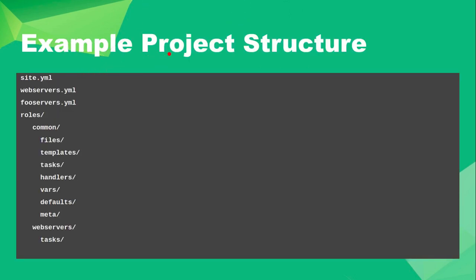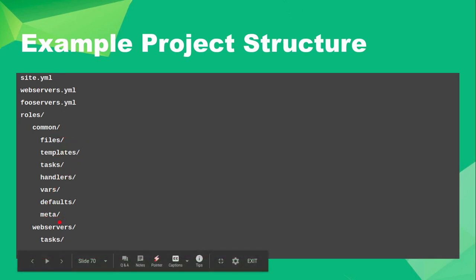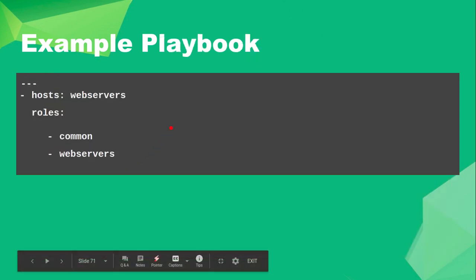Now let's talk about our simple project structure, where you can see I have the site information, then webserver.yaml, fooserver.yaml, then roles. Inside roles I have common. Inside common I have files, templates, tasks, handlers, defaults, meta, and then again webserver tasks. This is the simple project structure that I have.